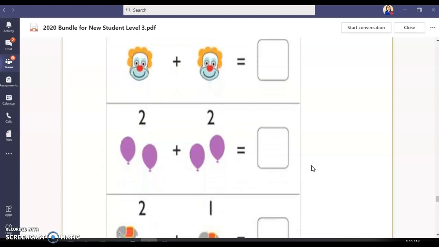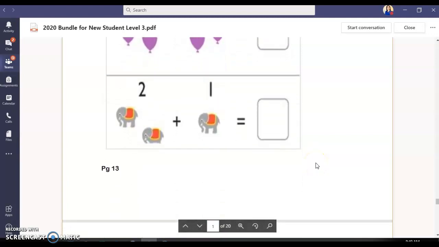Now, next one. 1, 2. So it's 2 balloons. 1, 2. Another 2 balloons. So 2 plus 2. Let's count out together. 1, 2, 3, 4. So you would put a number 4. Let's continue with the elephants. 1, 2. So you have 2 plus 1 equals. You are going to write down your answer.